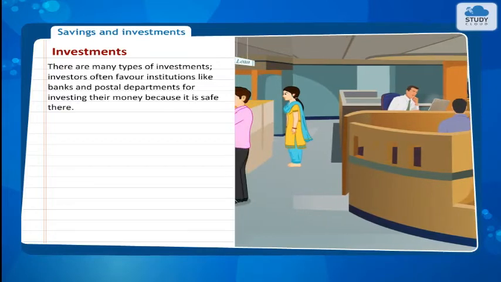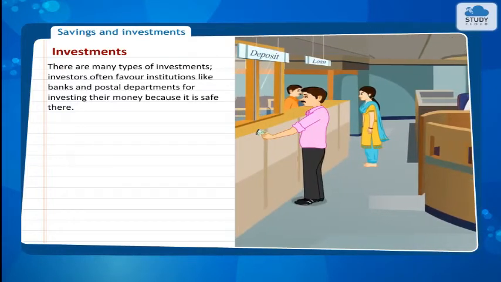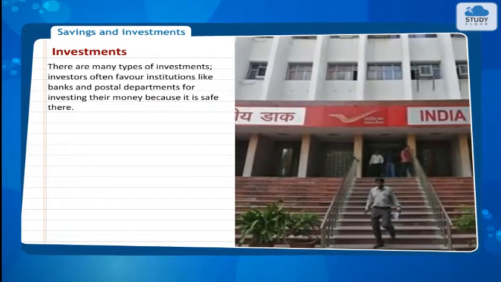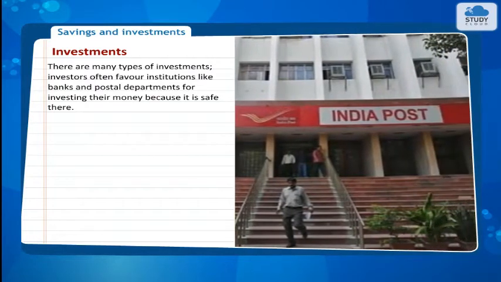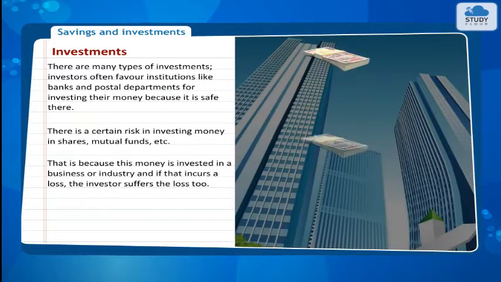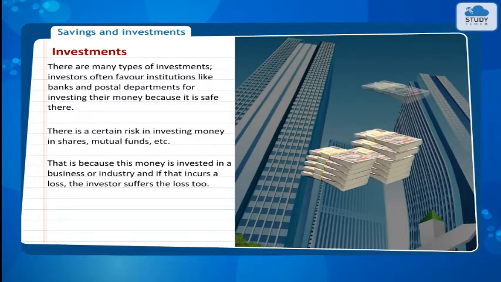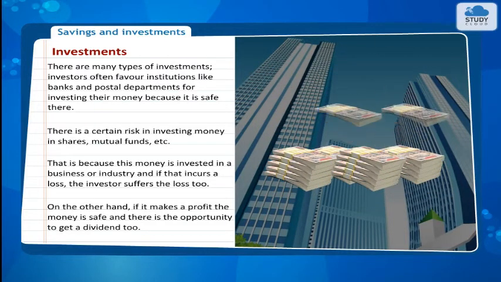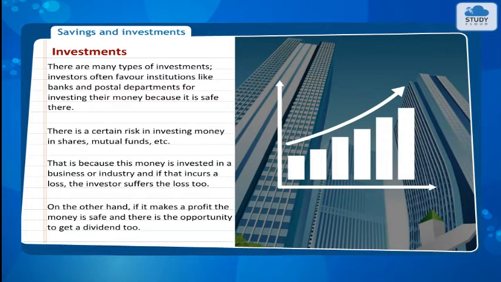Investments. There are many types of investments. Investors often favor institutions like banks and postal departments for investing their money because it is safe there. There is a certain risk in investing money in shares, mutual funds, etc. That is because this money is invested in a business or industry, and if that incurs a loss, the investor suffers the loss too. On the other hand, if it makes a profit, the money is safe and there is the opportunity to get a dividend too.